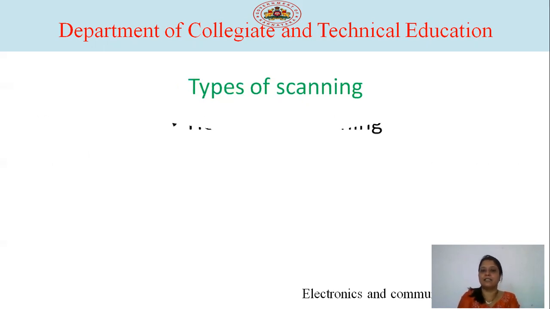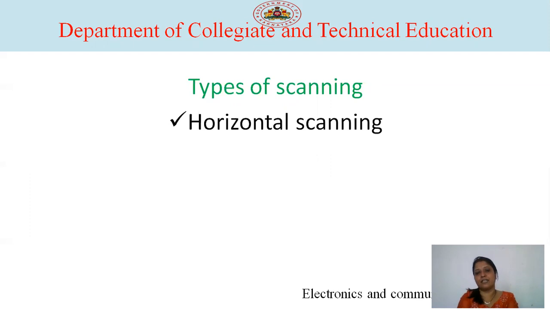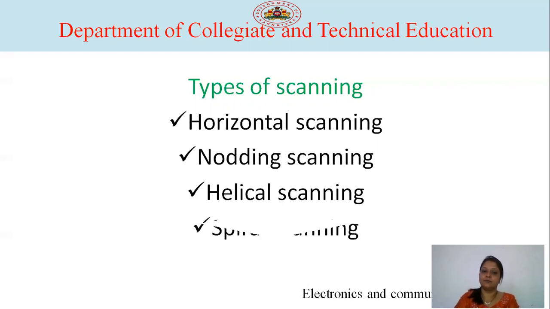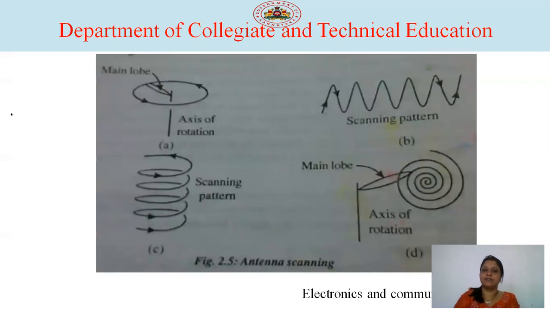Now, the types of antenna scanning. Depending on the application, for which type of location we are scanning, we have different types. First one is the horizontal scanning. Next is the noding scanning, helical scanning, spiral scanning. Those are the different types here.